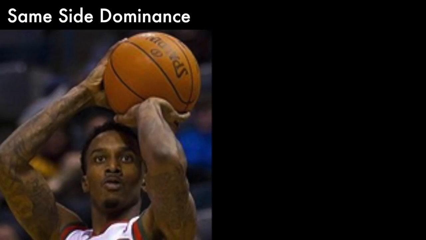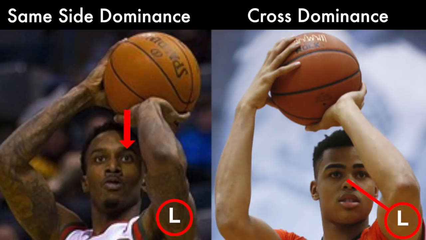And the same goes for a left-handed shooter. The conventional form for a left-handed shooter is to bring the ball up their left side in line with their left eye, but a left-handed shooter can also be right-eye dominant. So in this case, you can see that even though D'Angelo Russell is left-handed, he prefers to bring the ball above his right eye, his opposite eye.